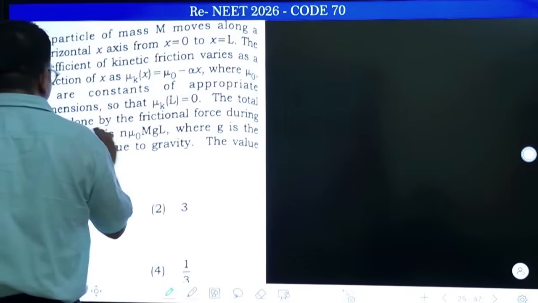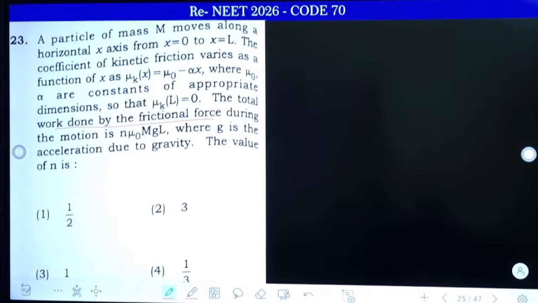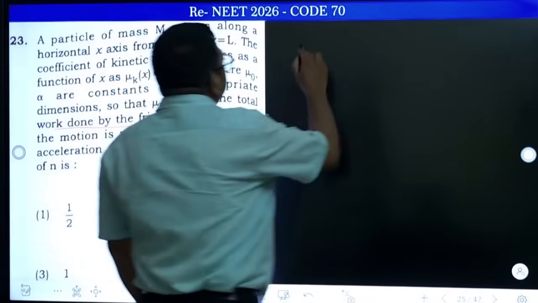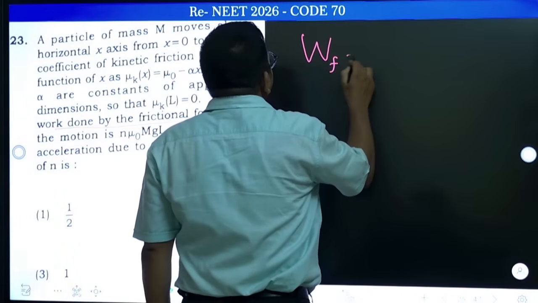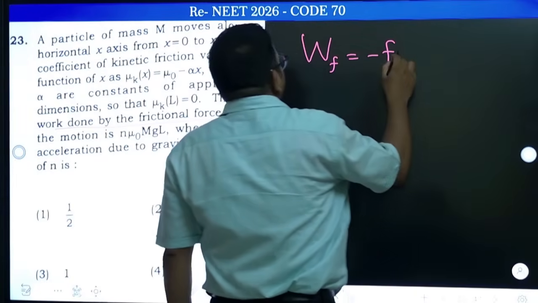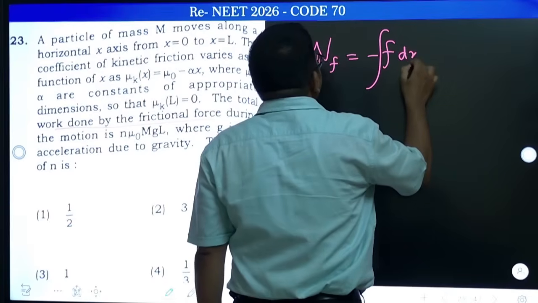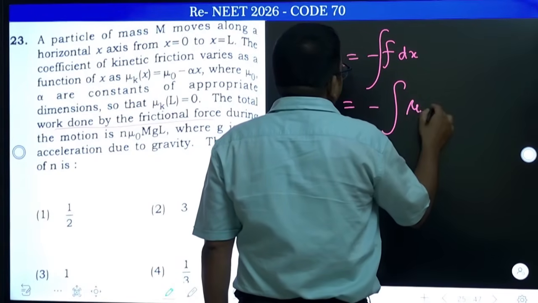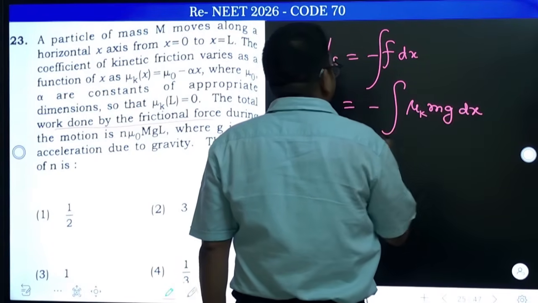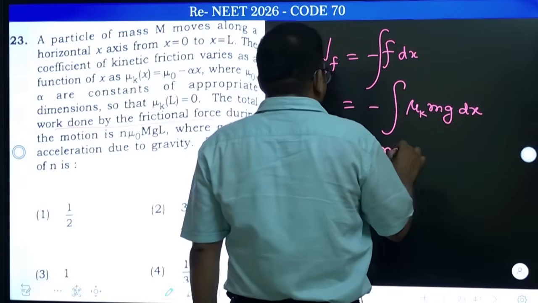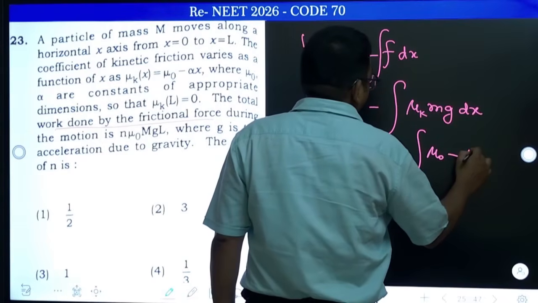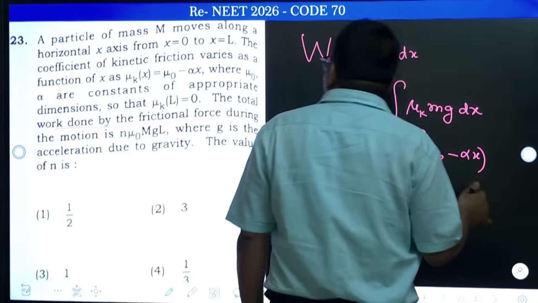We have to calculate the work done by friction, right? So the particle is moving along this line, and the coefficient of friction is variable. So the work done by friction is what? Minus friction into, you have to integrate because the work done is variable, right? Minus friction is mu k into normal. Normal is mg, into dx. So you can take mg common. Mu k you substitute here. This is mu naught minus alpha x. Correct? Mu naught minus alpha x.